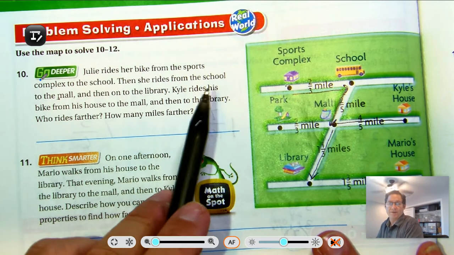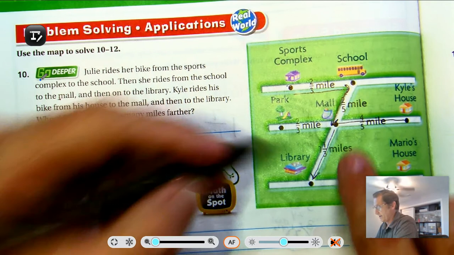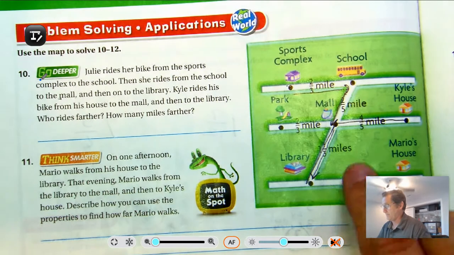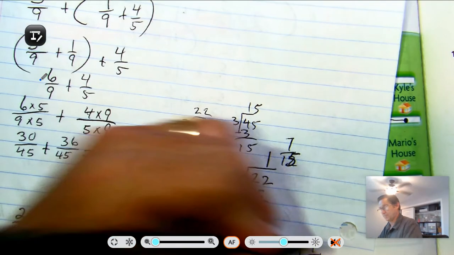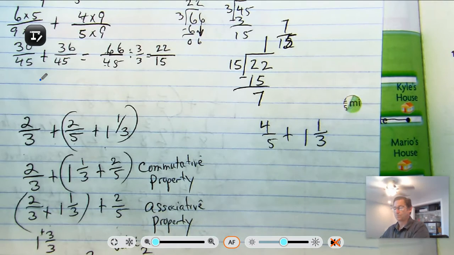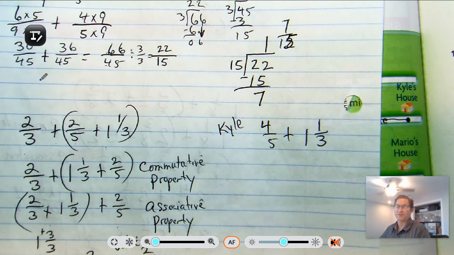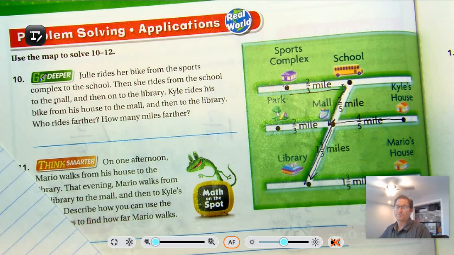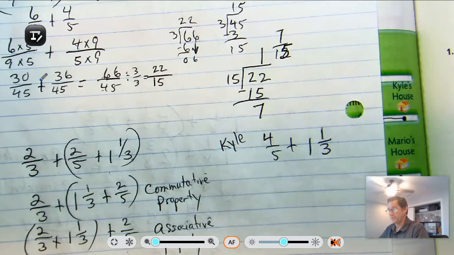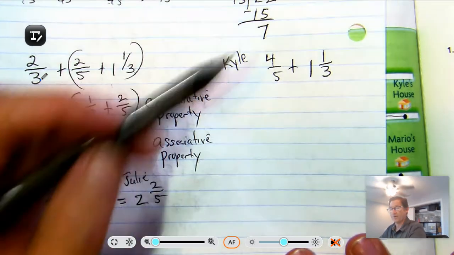And then to the library. So bike from his house to the mall and then to the library. So then he's going to go 1 and 1/3 from there. Let me put Kyle. Okay, so Kyle. We're comparing these two because it says who rides farther. And then we have to figure out how many miles farther. All right, so we know right now that Julie travels 2 and 2/5 mile. We have to figure out Kyle.